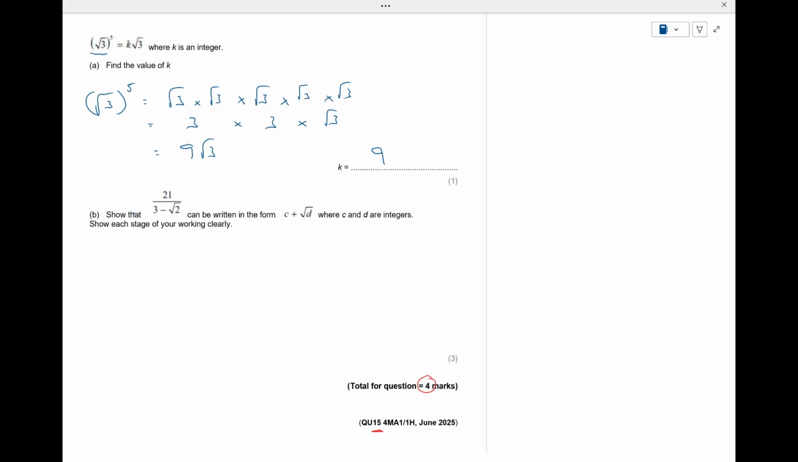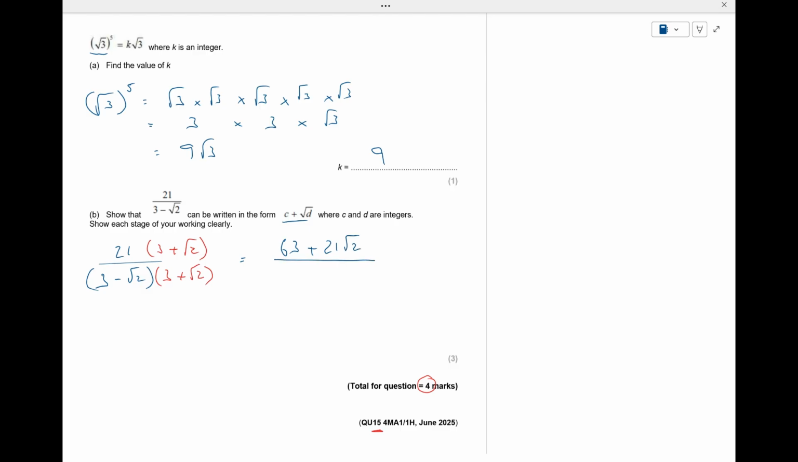Okay, show that 21 over 3 minus root 2 can be written like that. I'm going to be rationalizing the denominator here. So I'm going to multiply top and bottom, not by 3 minus root 2, but by 3 plus root 2. Now, the top will give me 21 times 3, 63, plus 21 times root 2.